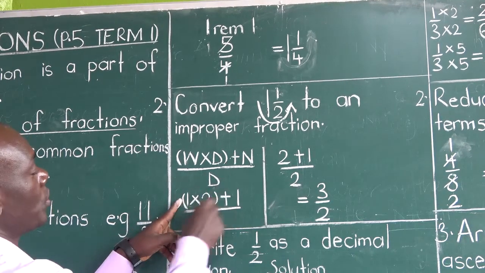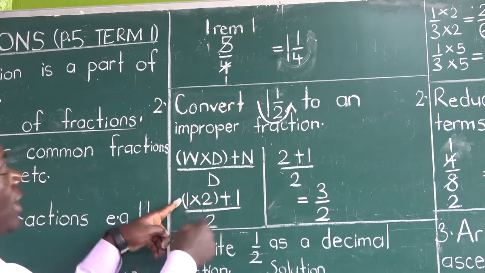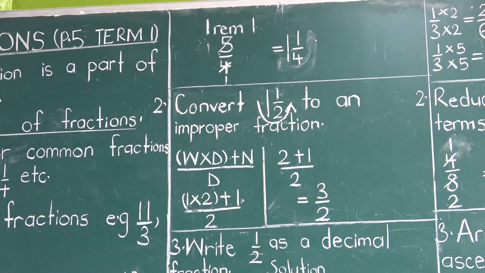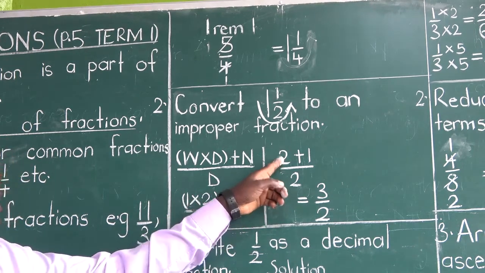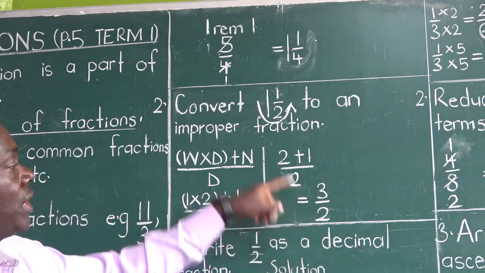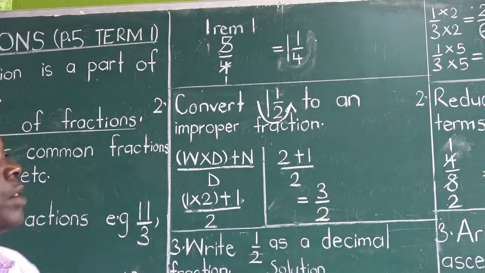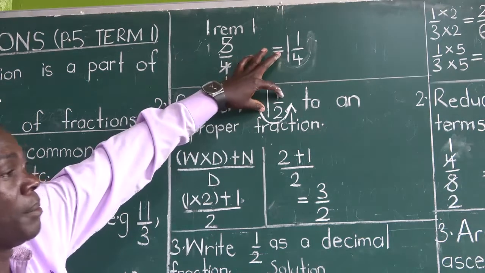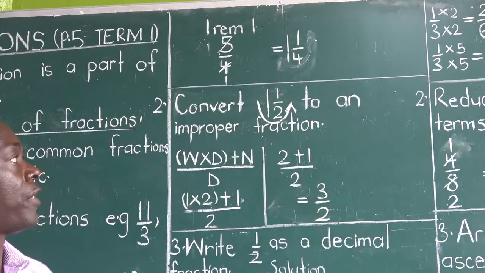1 times 2, put in brackets, plus 1 out of 2. So where 1 times 2 is a 2, then plus 1 out of 2, where 2 plus 1 is a 3 out of 2. You get 3 out of 2 or 3 halves if you technically read it, but you say 3 out of 2 from the mixed fraction to an improper fraction.